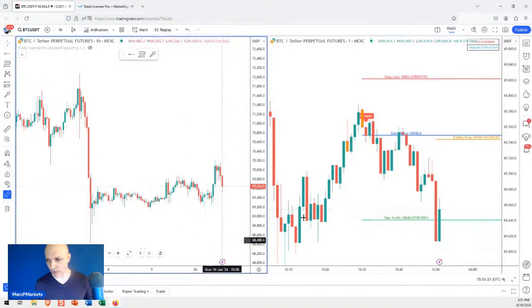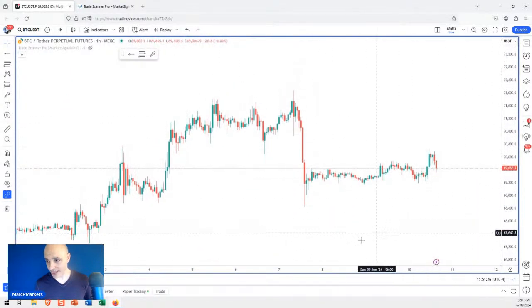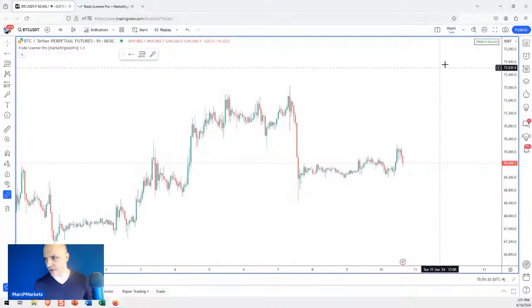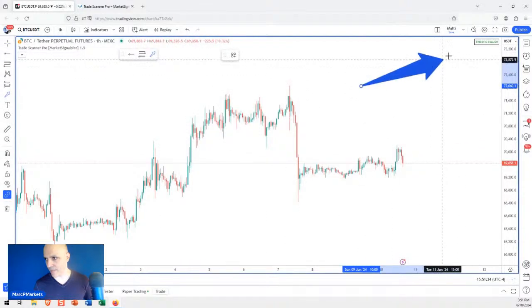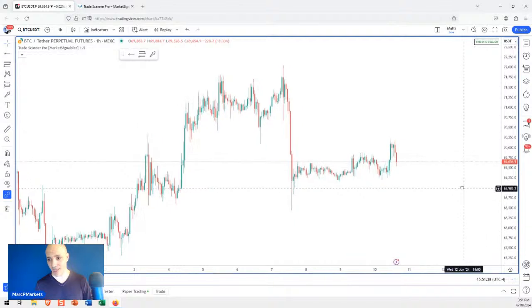Now, this here is my hourly chart on this side. So on my hourly chart, let's expand this chart. I'm interested in trend, and I'm interested in support and resistance levels. Let me turn the trade scanner on. The trade scanner here says that the trend on my hourly chart is bullish. Okay, I can believe that. That's what it says.